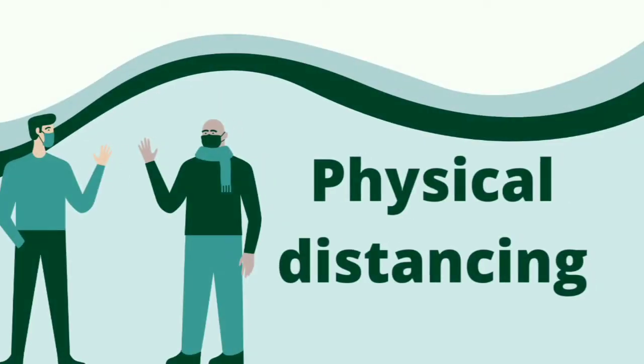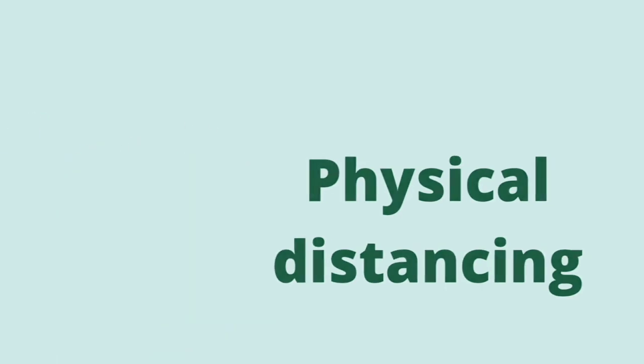The third step is to maintain a distance, or physical distancing, of 1 meter. This is to avoid the transmission of the coronavirus through the mouth and nose very quickly.